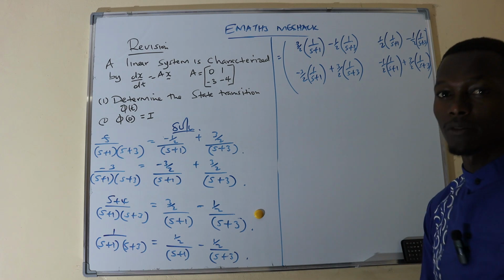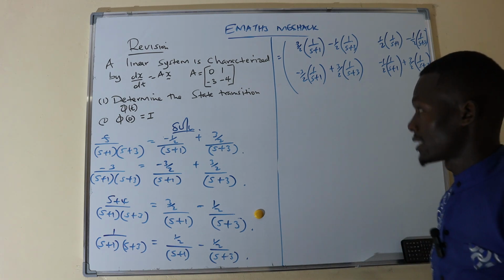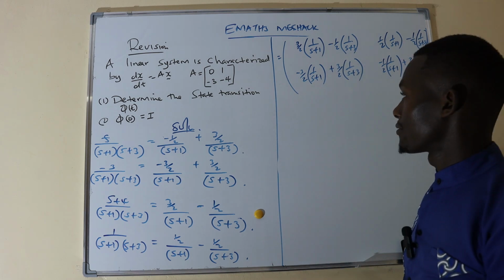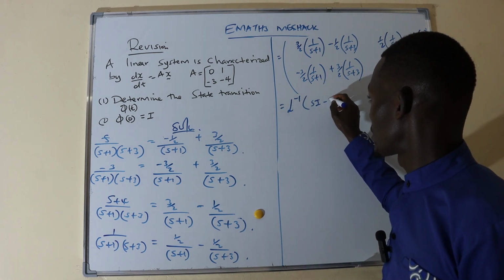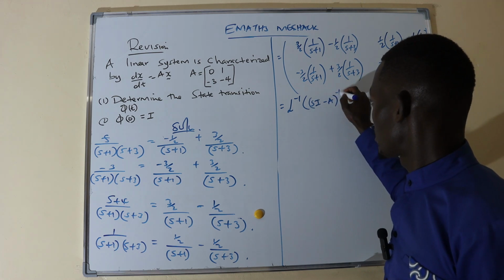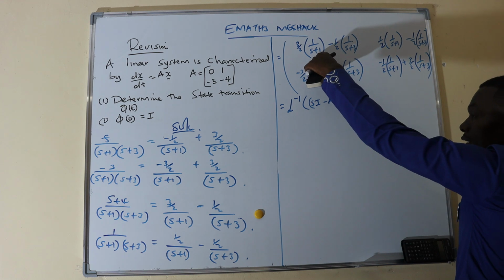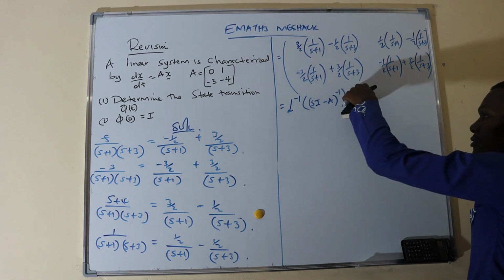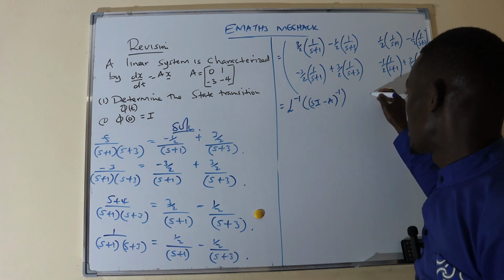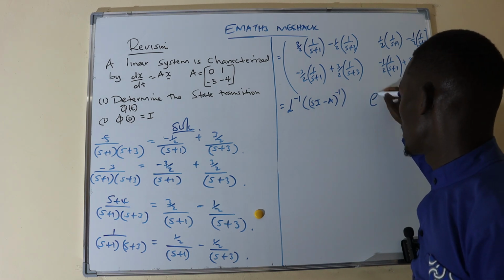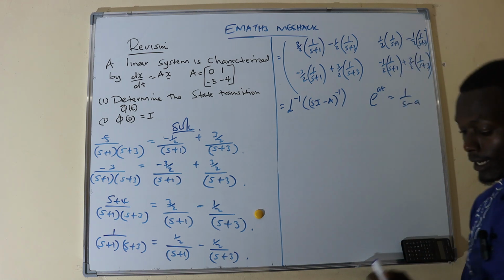So in terms which have been broken down in terms of partial fractions, now we get the Laplace inverse. Therefore the Laplace inverse of (sI minus A) inverse will be gotten by getting the Laplace inverse for these functions. And we know from Laplace inverse that the Laplace inverse of e to the power at will be given by 1 over s minus a.